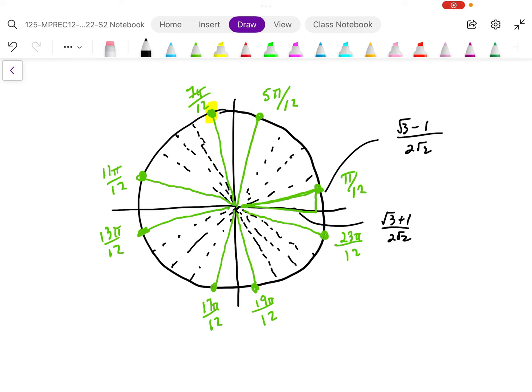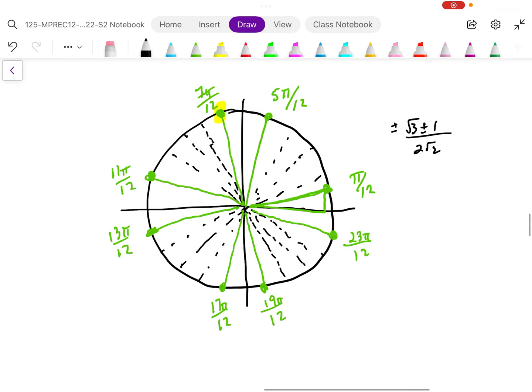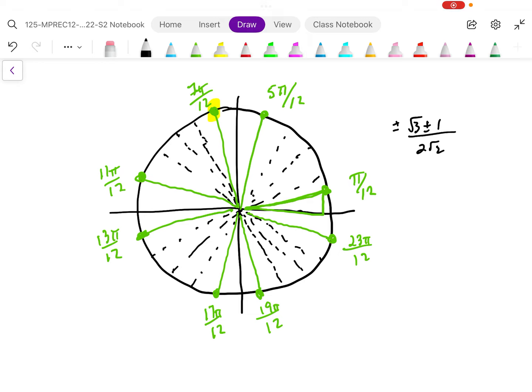So we can generalize every single one of these answers. The answers to all these pi over 12 questions should be a length of plus or minus root 3 plus or minus 1 over 2 root 2. And that will give us all the different positions on the circle where the green angles lie. If you remember this, a good double check to see if you did it correctly is that your answers have to have a root 3 and 1 in the numerator and a 2 root 2 in the denominator.